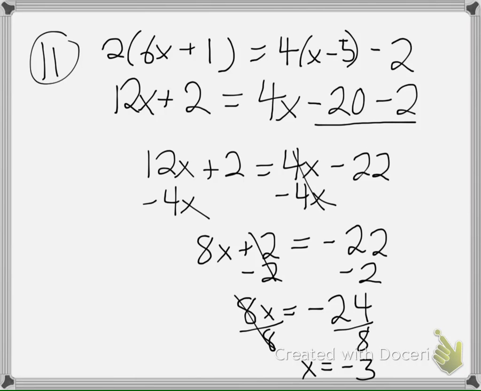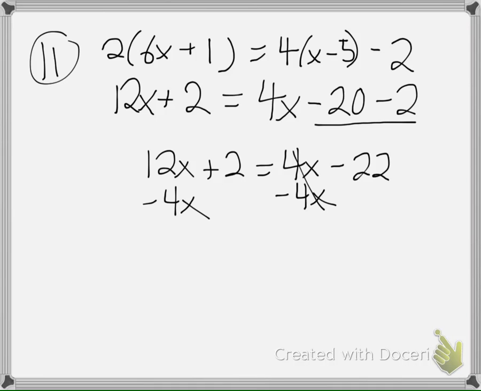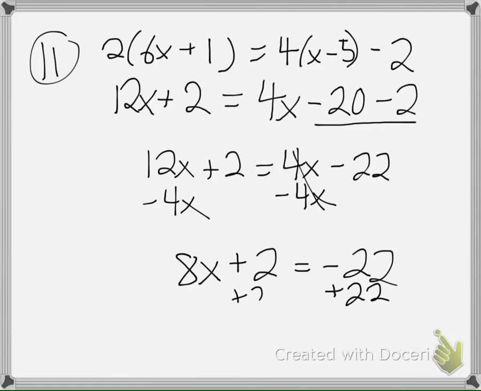Let's say we take this, and then what ends up happening is we get this expression right here, and they'll do minus 4x, which gives us 8x, and then plus 2 equals negative 22, and then they'll go plus 22, and then they'll go 8x equals 24. I see this a lot, okay? Be really aware of where your equal sign is.